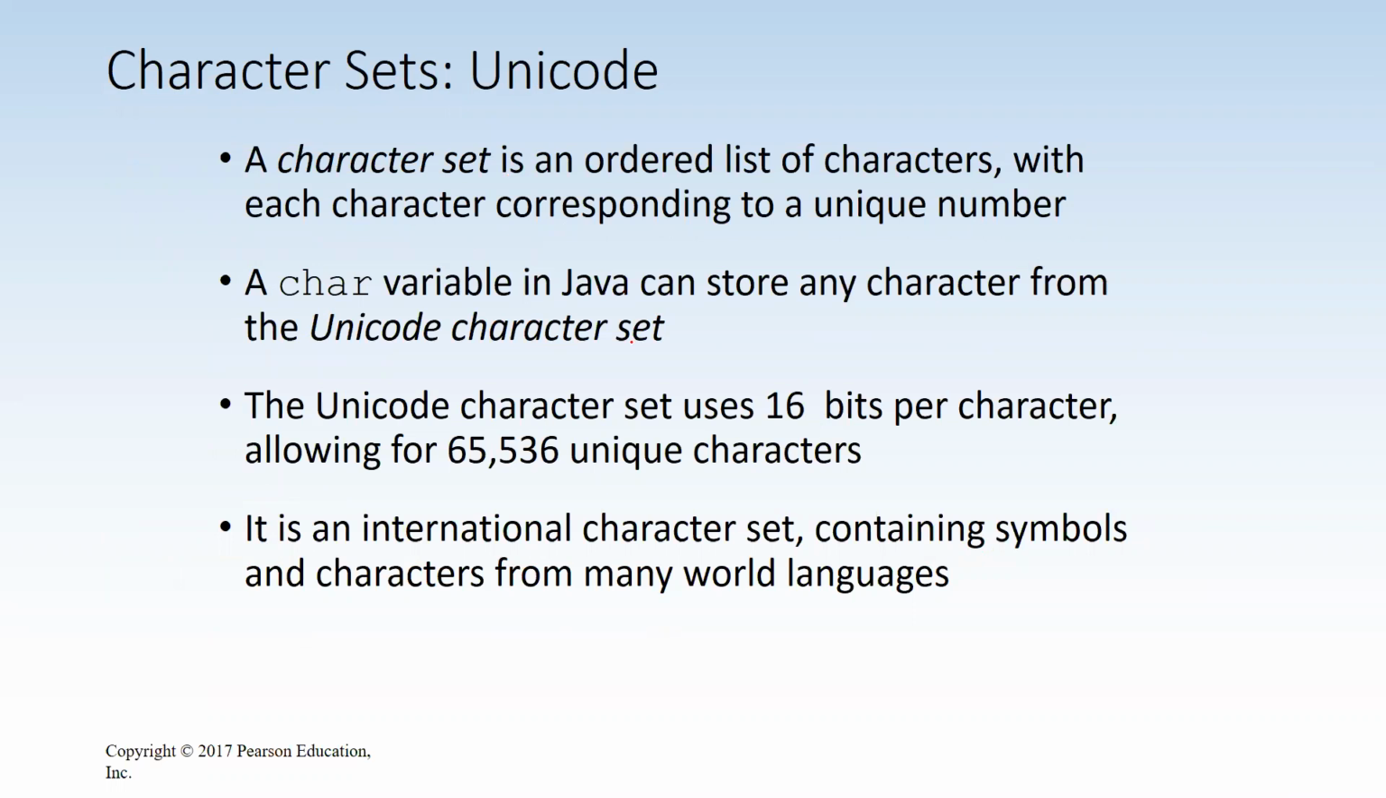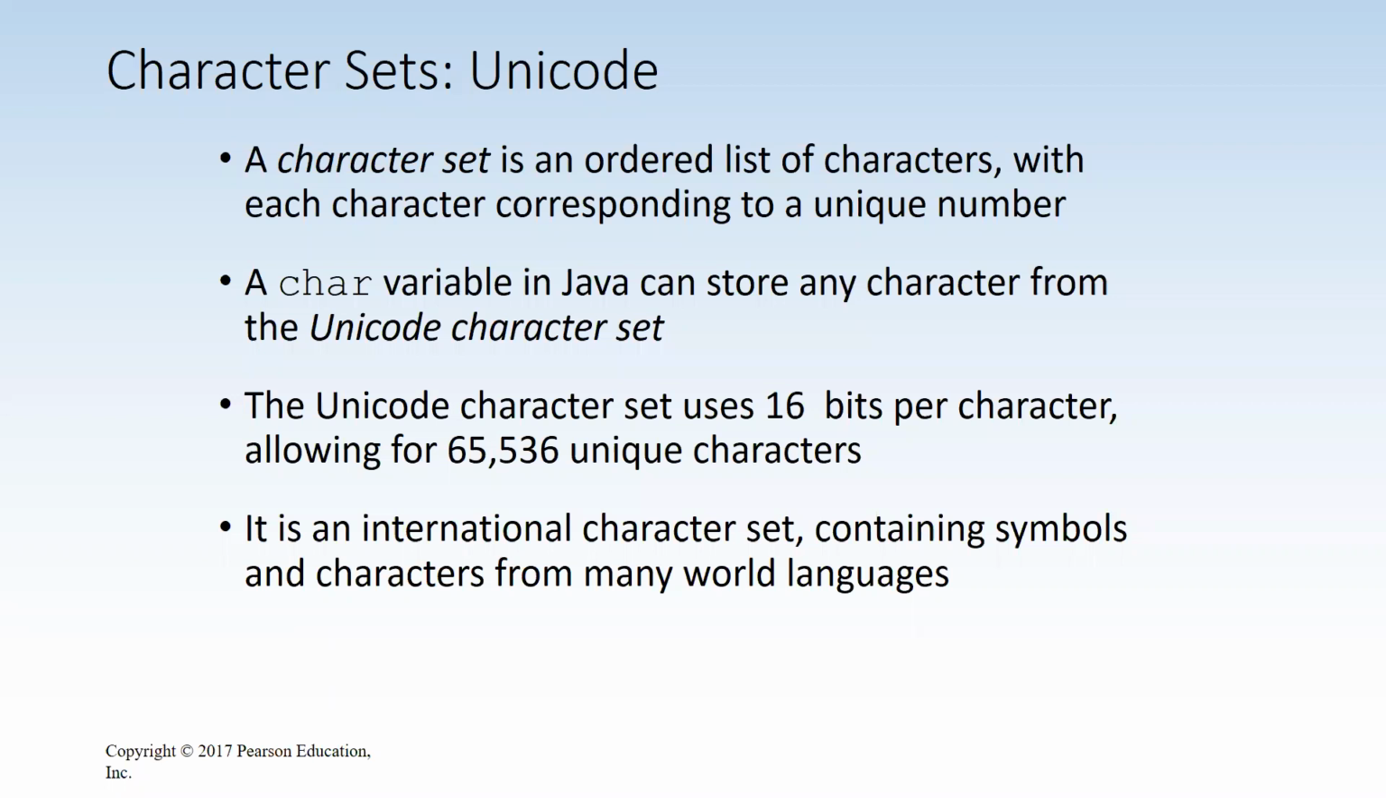Unicode characters. We mentioned this in Python. There are two coding schemes. One is called ASCII, one is called Unicode. The ASCII character set is a subset of Unicode. ASCII is using 8 bits. Unicode uses 16 bits, which is much larger.